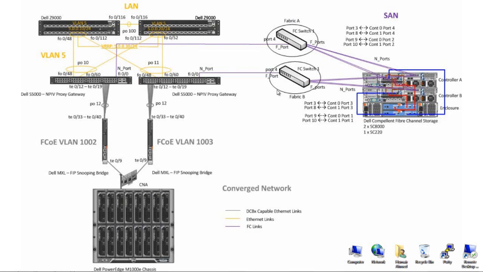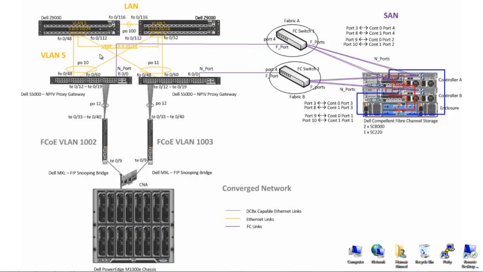You can see here we have 2 fabrics. On the LAN side, this is all 10 gigabit Ethernet, and the SAN side, or the S5000 connecting to the Brocade Fibre Channel switches down to the Compellent Storage Array, is all 8 gigabit Fibre Channel.